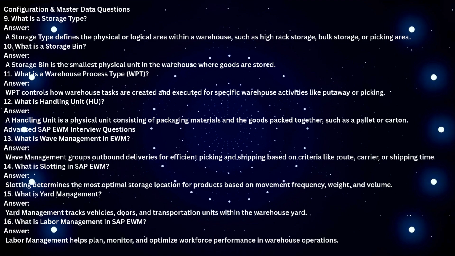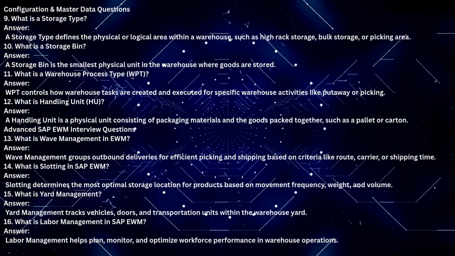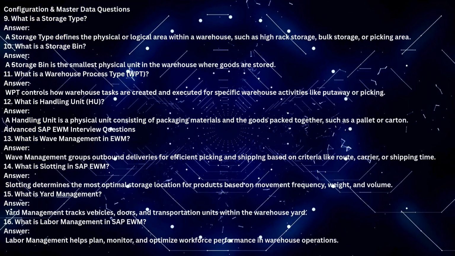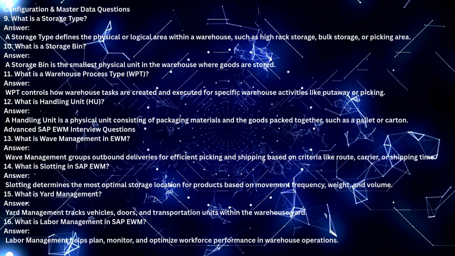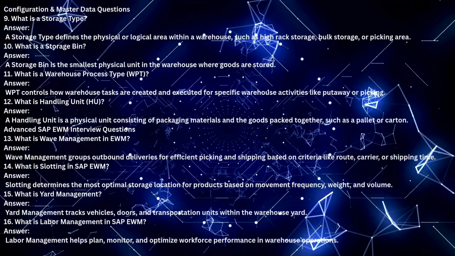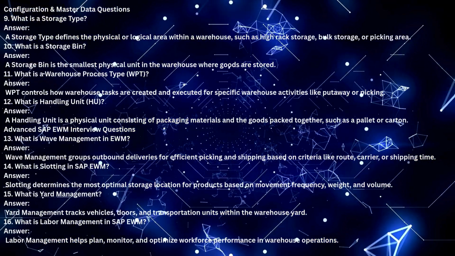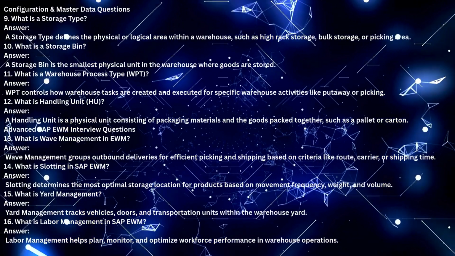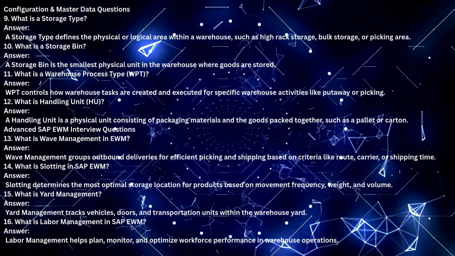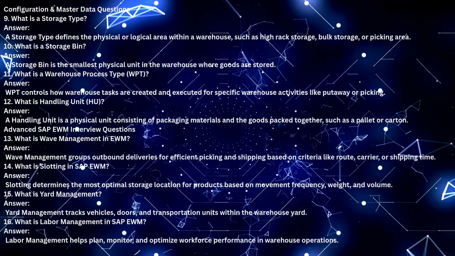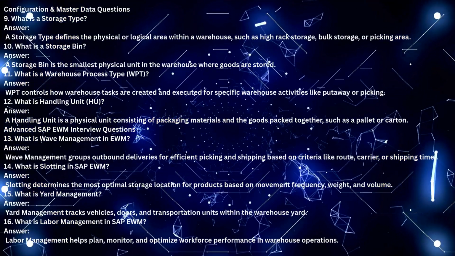12. What is handling unit, HU? Answer. A handling unit is a physical unit consisting of packaging materials and the goods packed together, such as a pallet or carton. Advanced SAP EWM Interview Questions. 13. What is wave management in EWM? Answer. Wave management groups outbound deliveries for efficient picking and shipping based on criteria like route, carrier, or shipping time.